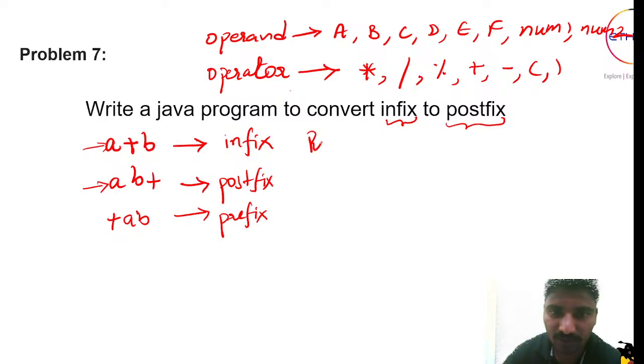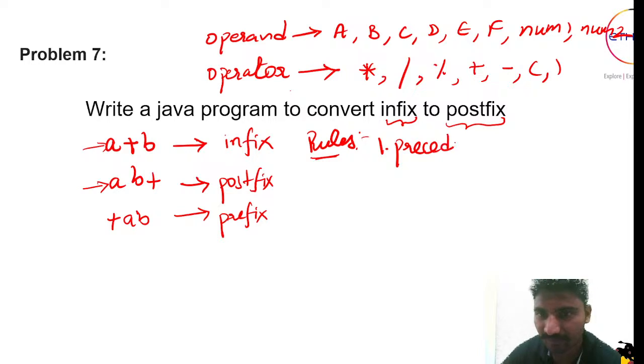Let me write the rules. The first one is precedence of operators. The star and division have the highest priority. Then plus and minus have the lowest priority. And the parentheses will always have the highest priority we have. Brilliant.